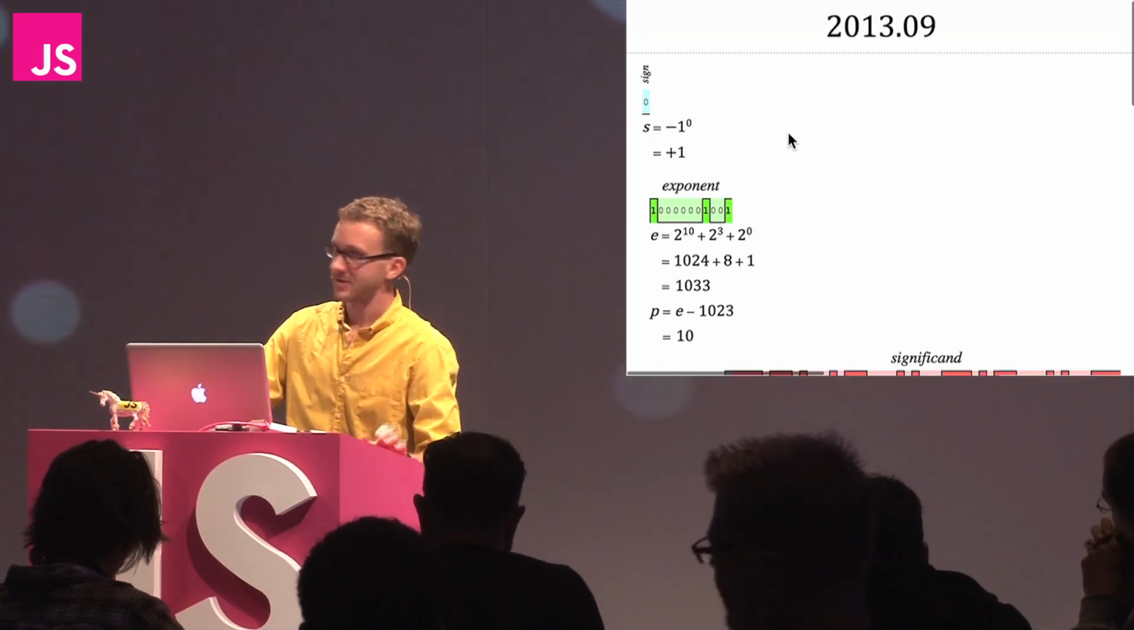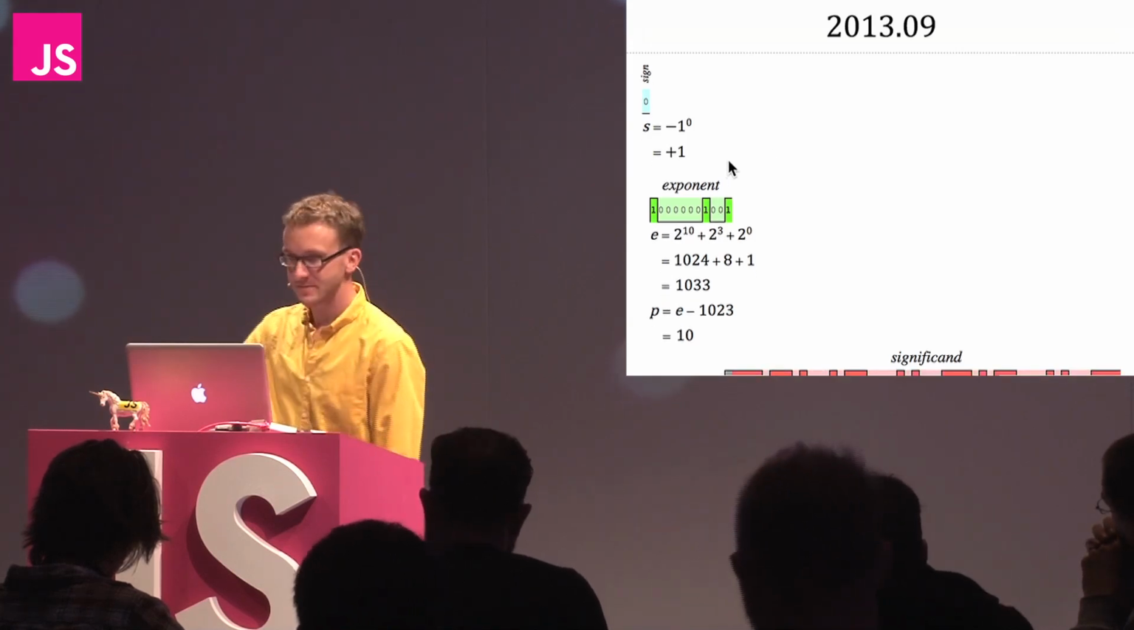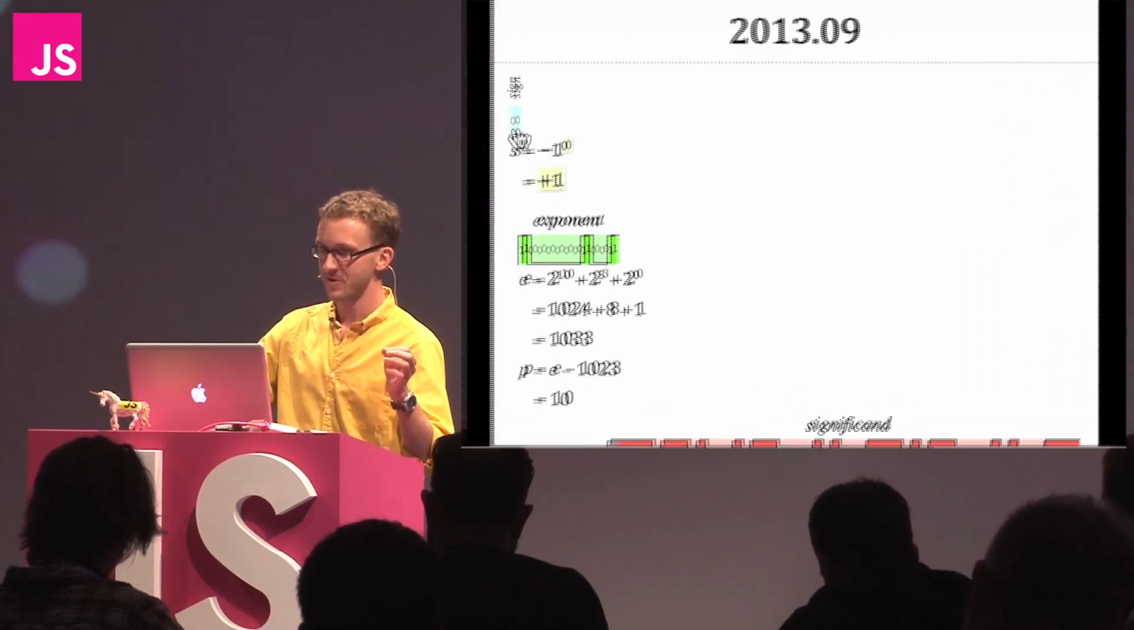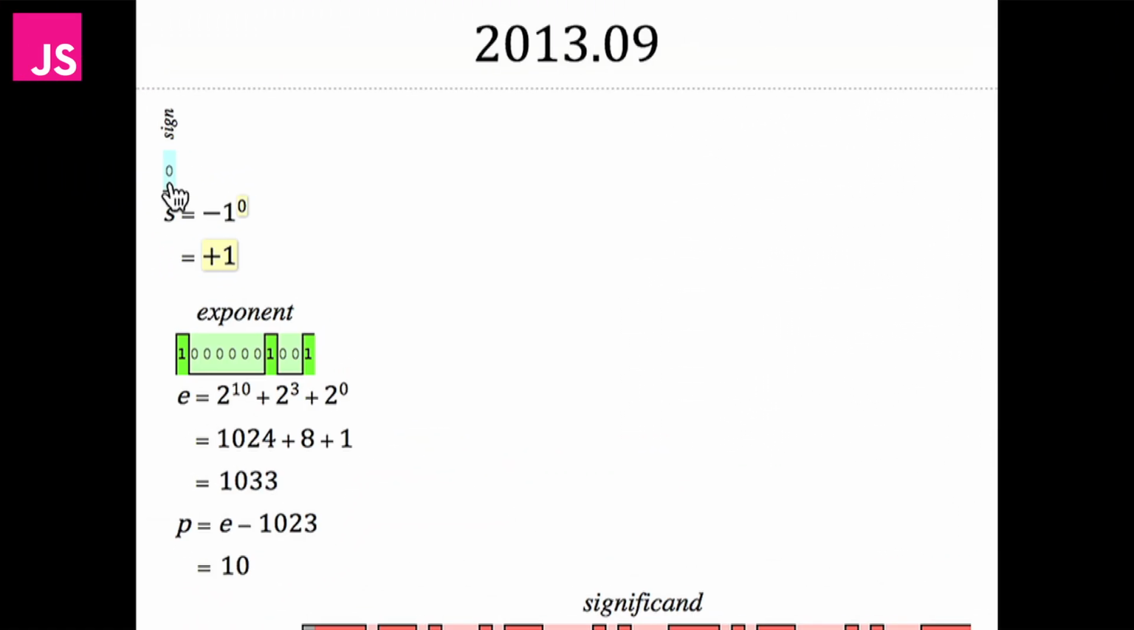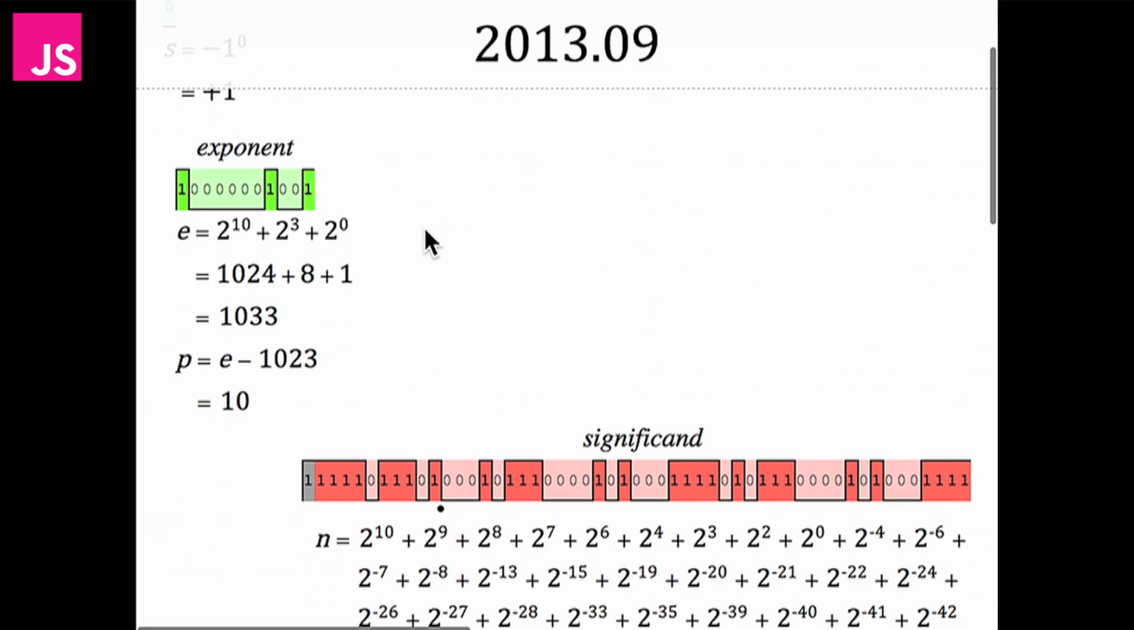So the sign bit, there is not much to say about this guy. If its value is 0, the number is positive because it's counted as the power of -1. And if we turn it to 1, our number becomes negative. Simple as that. Exponent is a little bit more interesting. We have 11 bits to represent the exponent, and the exponent is an integer value, so we can represent the numbers from 0 to 2047.